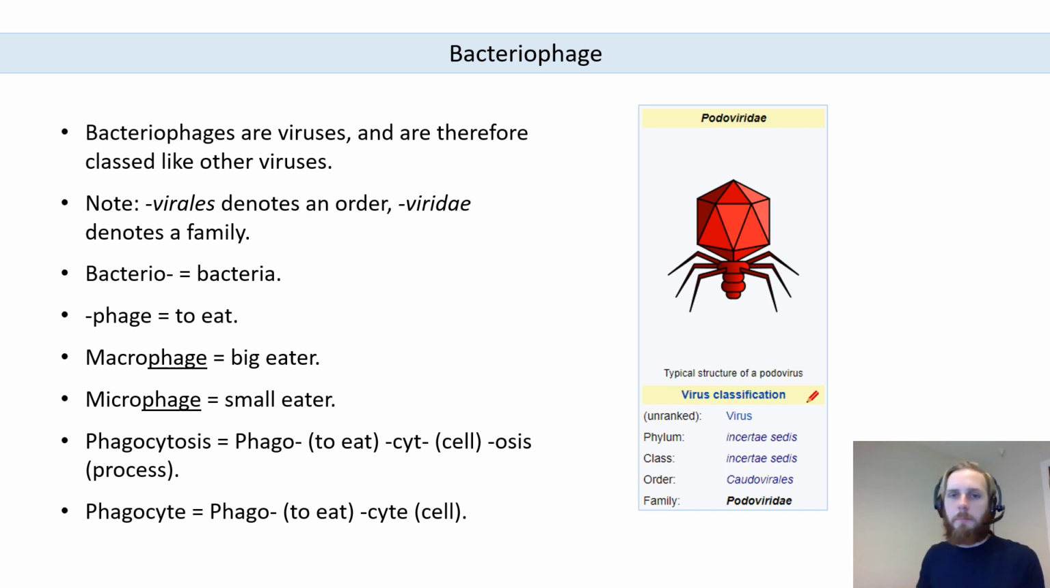Macrophage is a big eater. It's a large cell that also eats large elements or cells. That's what phagocytosis is, right? It engages in the process of phagocytosis. So yeah, that's why they're called bacteriophages, really.